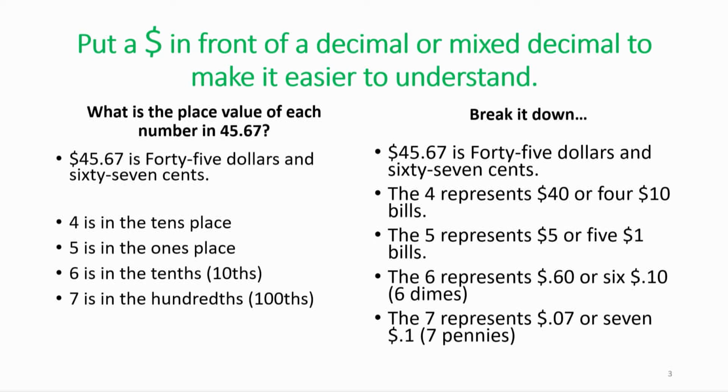$45.67. The 4 is in the tens, meaning $40. The 5 is in the ones place, which is the same thing as $5. The 6 is in the tenths, so think of that like 6 dimes, so that would be 60 cents. And then the 7 is in the hundredths, so that would be 7 out of 100, or 7 pennies. Because remember, you have 100 pennies in a dollar, so if you have 0.07, then that's 7 pennies out of 100. And so you can see on the right, that's what I just did, is I broke that down.